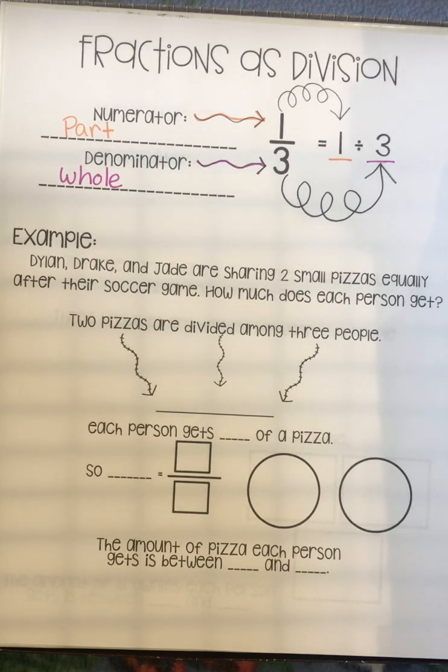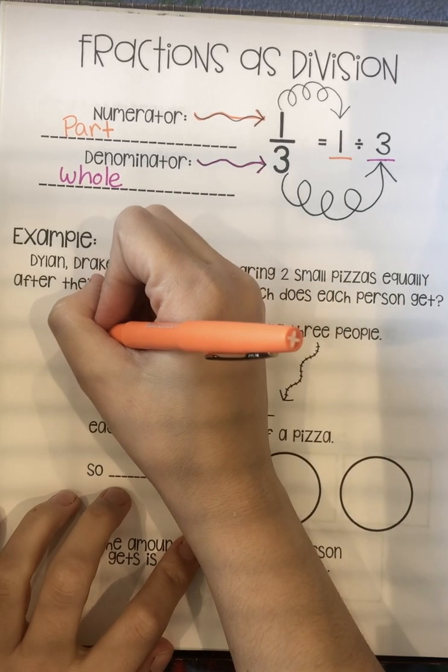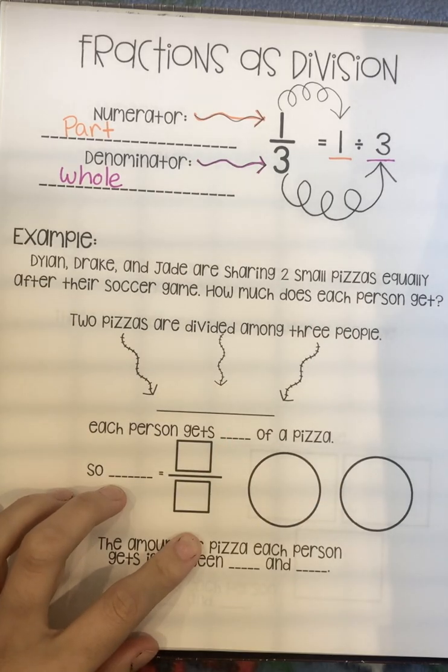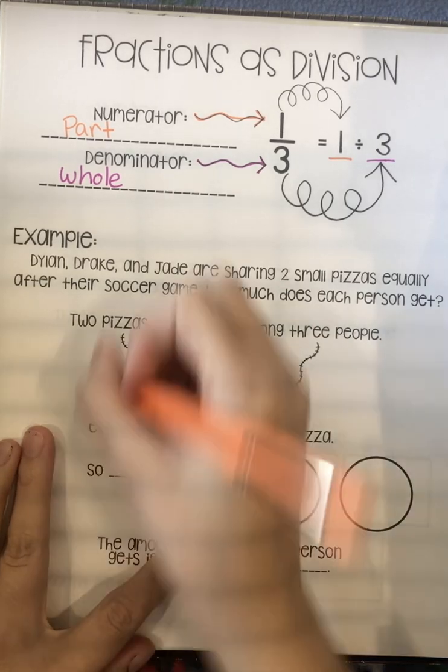So let's look at a couple of examples. Our first example says, Dylan, Drake, and Jade are sharing 2 small pizzas equally after their soccer game. How much does each person get? So if we break this down, we see that 2 pizzas are being divided among 3 people.